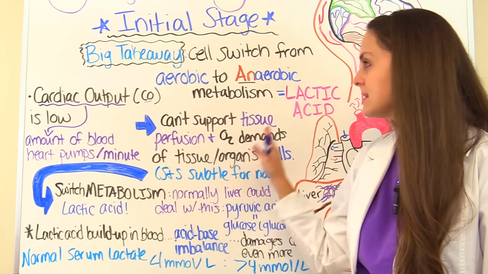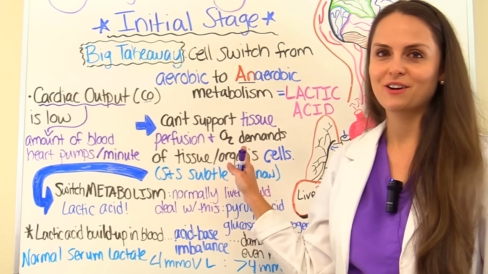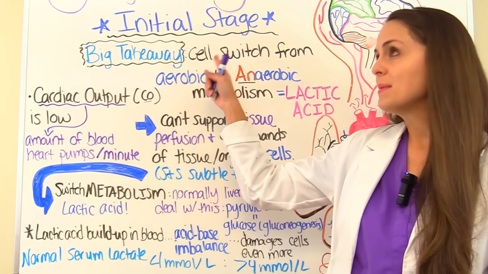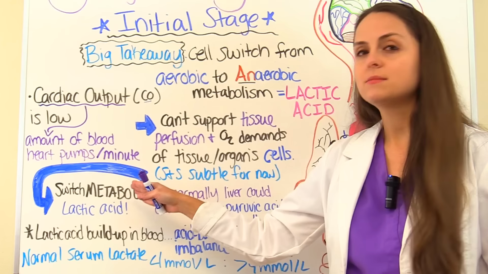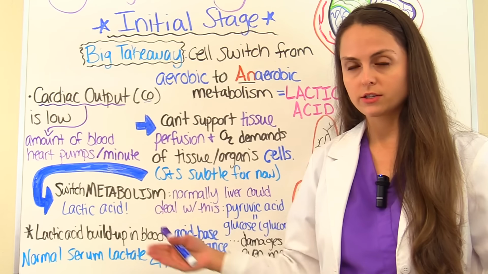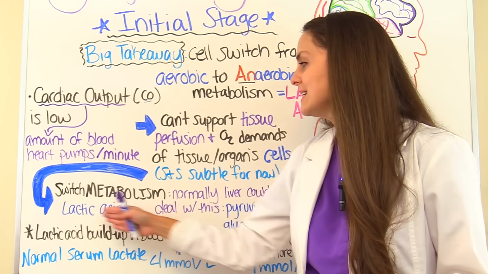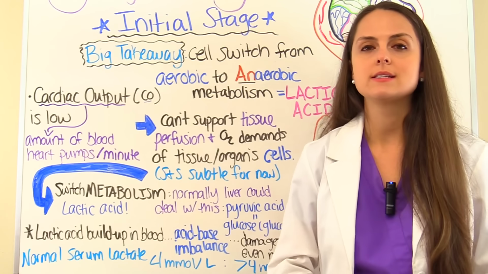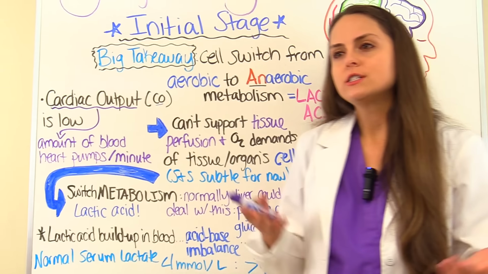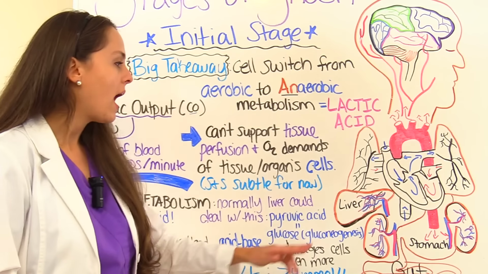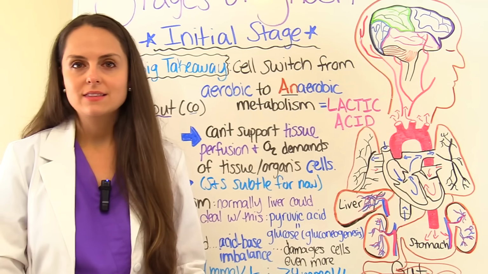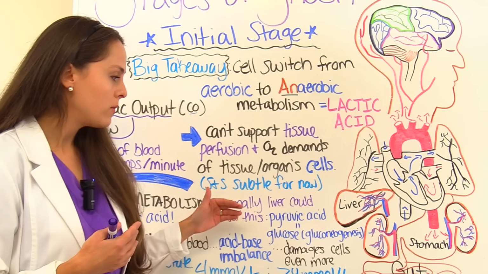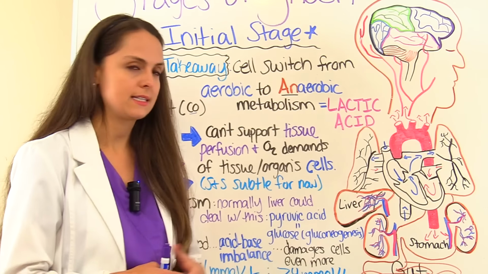Now, because we have low cardiac output that can't meet the needs of our cells, they're going to switch the way they metabolize. So that big takeaway: they're going to switch their metabolism to anaerobic metabolism, without oxygen. But that's going to create lactic acid. Now, normally our body can deal with lactic acid because we produce this sometimes. And what structure deals with lactic acid? Our liver. Our liver will normally take this lactic acid and convert it into pyruvic acid, which will then go into glucose through gluconeogenesis.